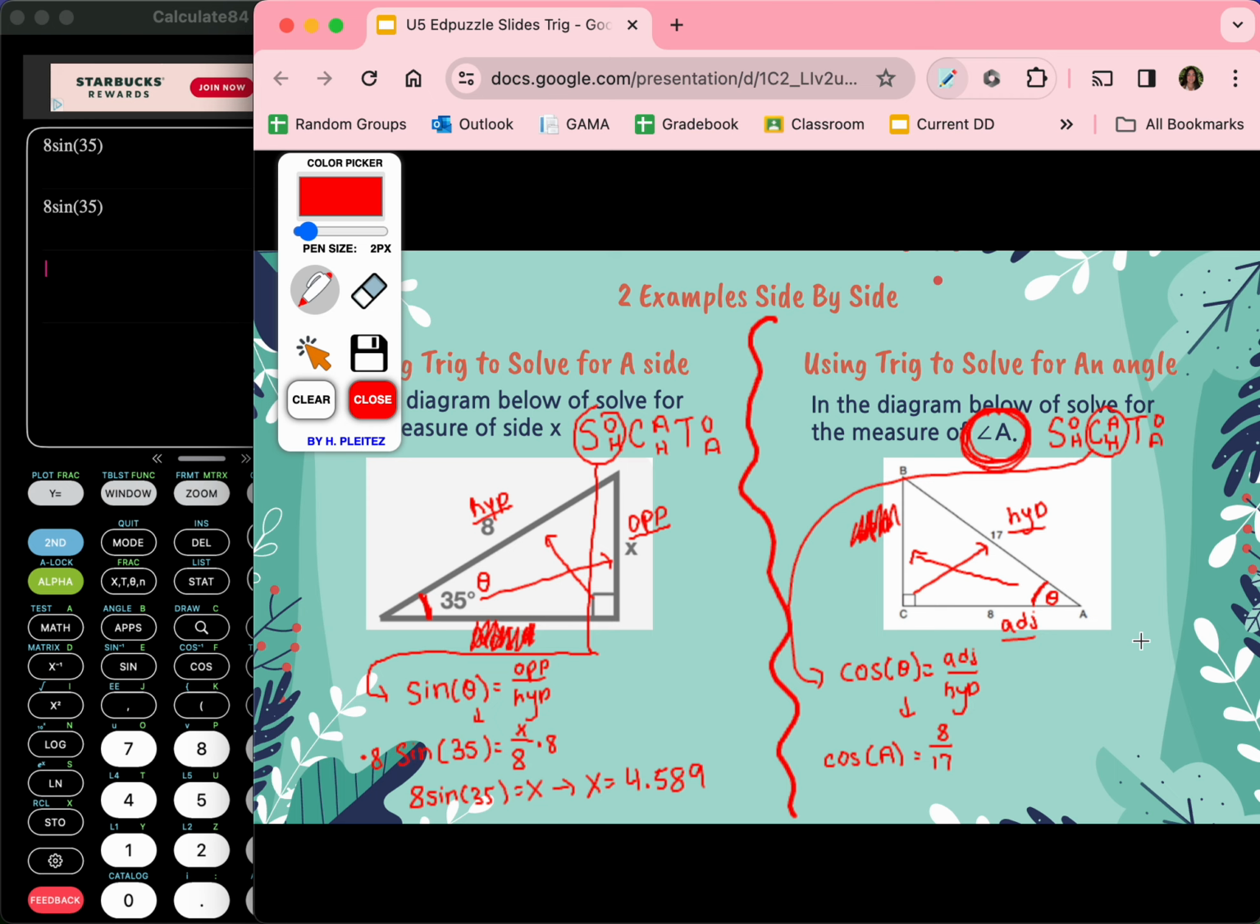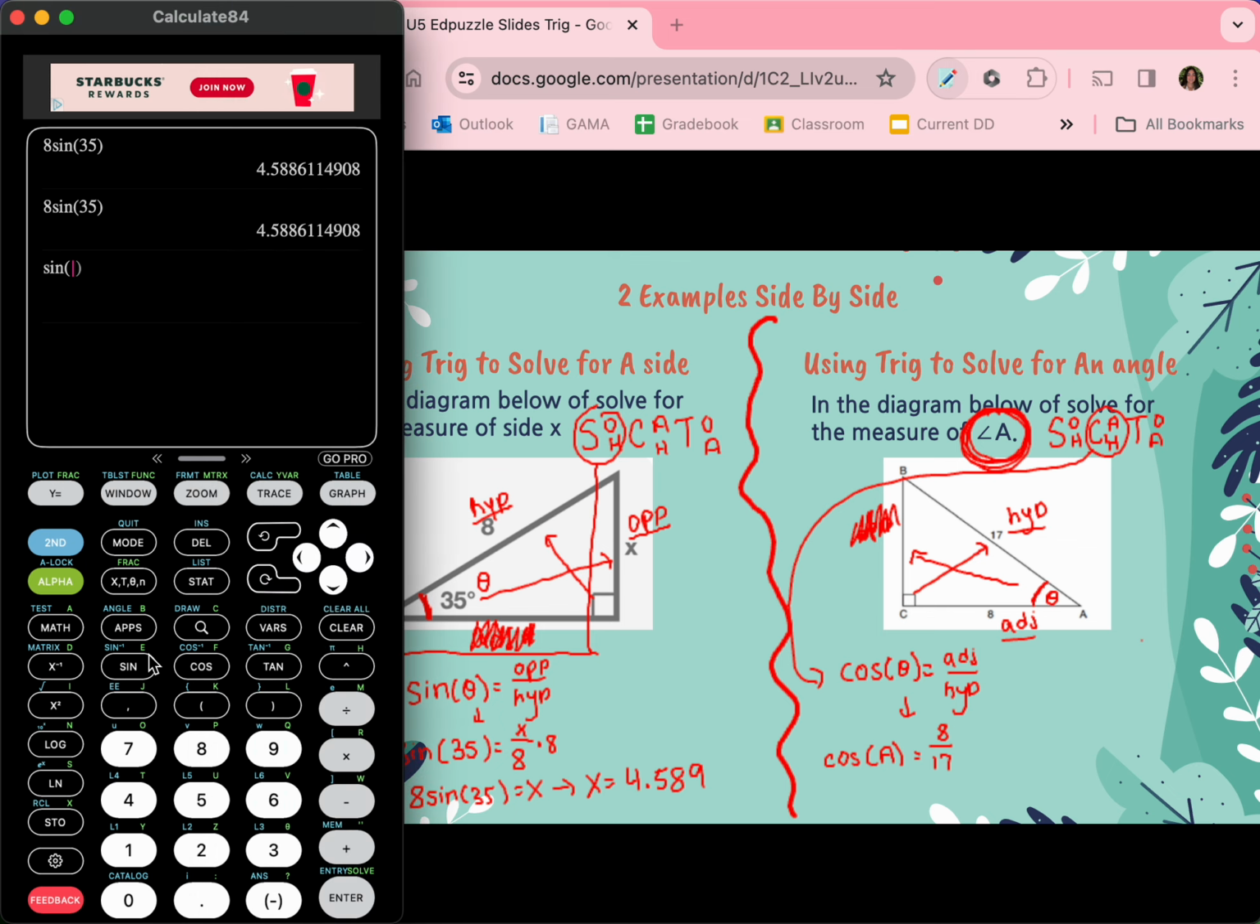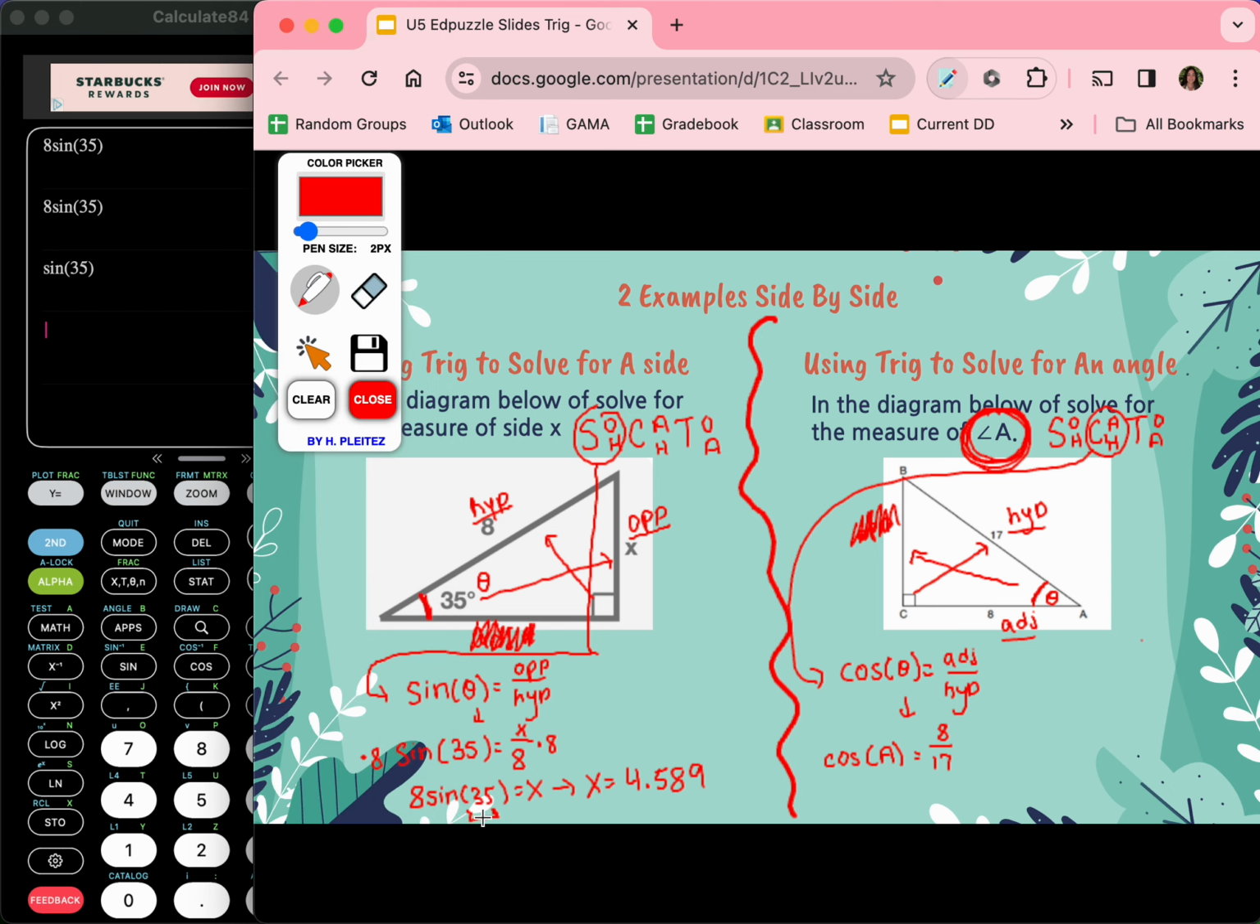So if you look at the work side by side, you'll see here that we have sine of 35, right? That angle is filled in. So if you go on your calculator and you put sine of 35, we're able to divide by it, because if you plug this in, you get an actual number, right? Same thing if this was any other angle. If this was 50 degrees or 60 degrees, you get a number for that, right?